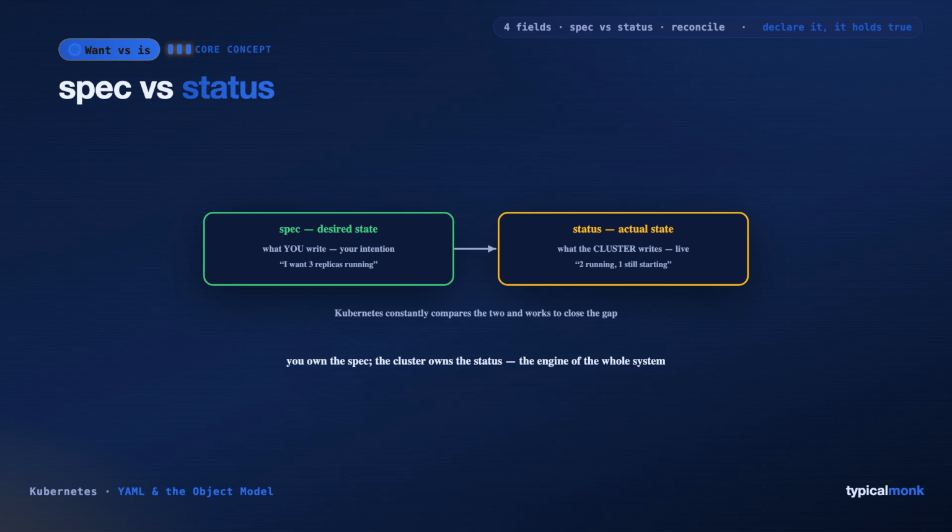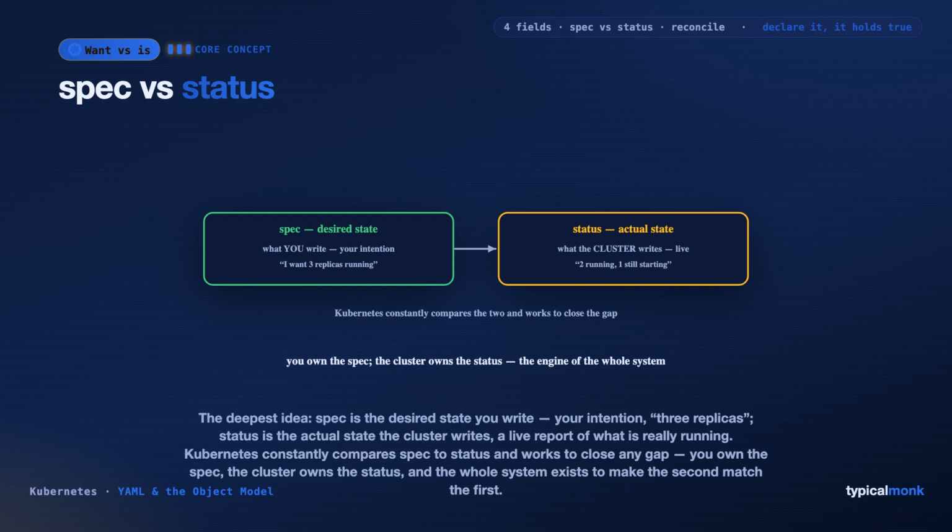Here is why this two-part model is so powerful. Kubernetes constantly compares the spec to the status, what you want versus what exists, and works to close any gap between them. If you ask for 3 and only 2 are running, the difference is visible and the system acts to fix it. This gap closing is the engine of Kubernetes, and it rests entirely on separating what I want from what is. You own the spec, the cluster owns the status, and the whole system exists to make the second match the first.